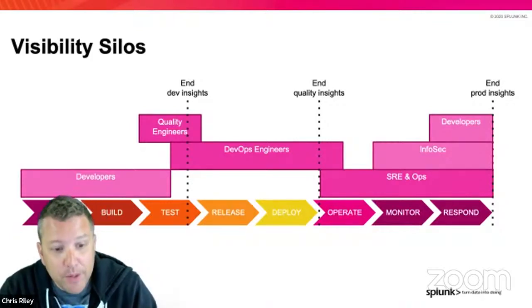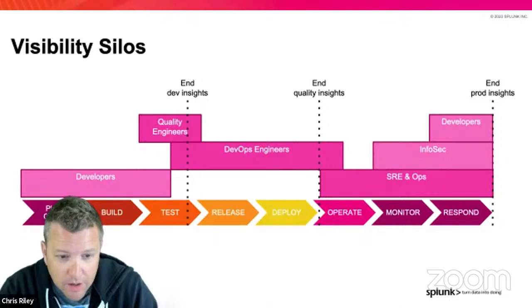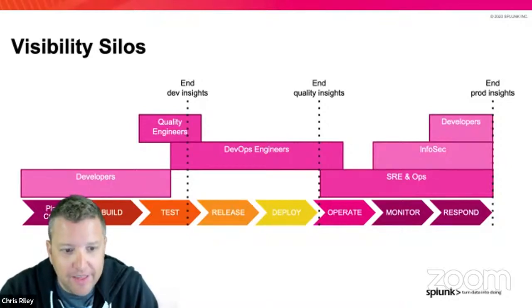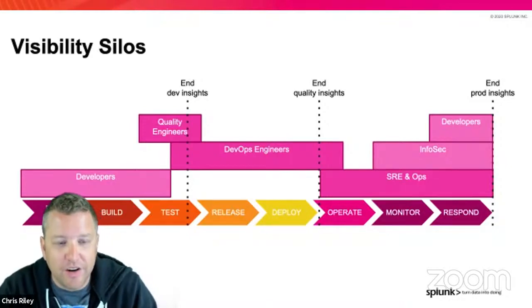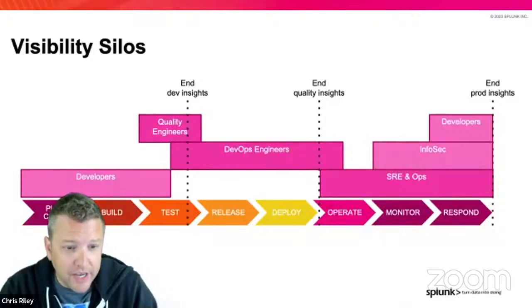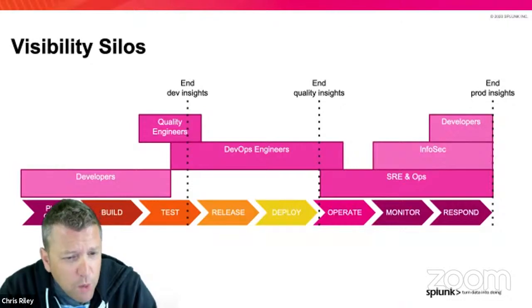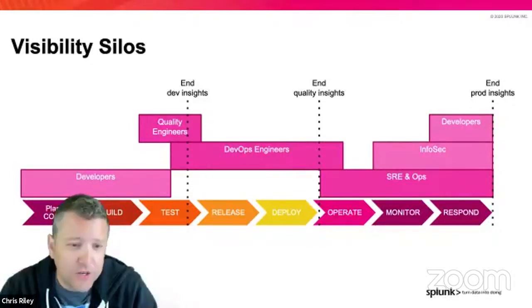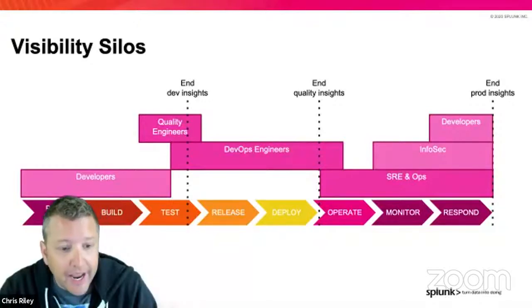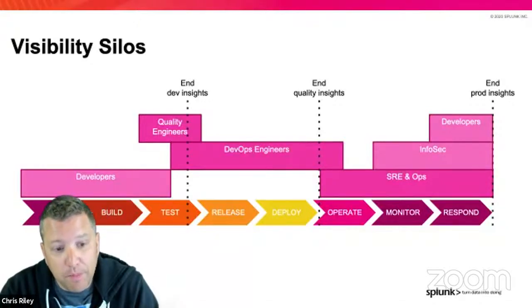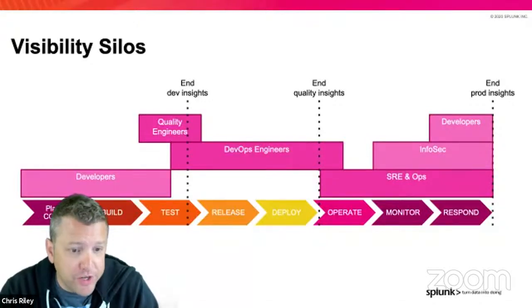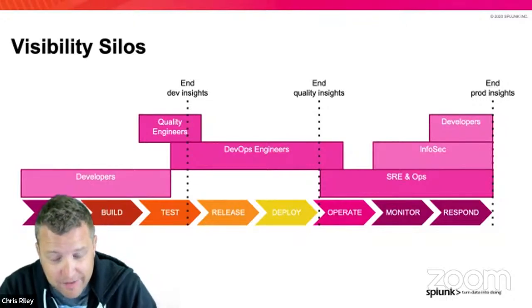They may have people who own monitoring, but they don't specifically define their job as making sure that there is visibility across engineering teams and is understandable by everybody. So what we see in most organizations is these silos of visibility. Developers tend to be really good at understanding what happens from the point that they define a feature in their backlog and they start building and testing against that feature.